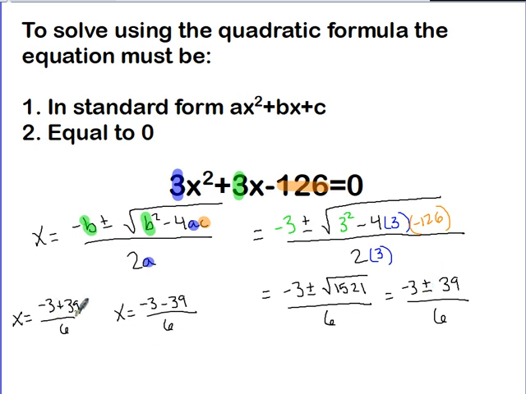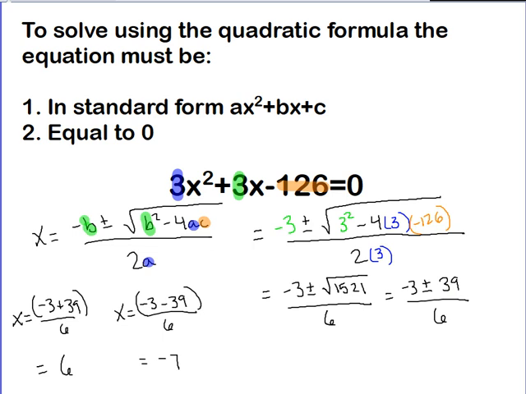At this point, when you use your calculator, put parentheses around the top of the fraction to make sure your calculator does the addition or subtraction before it does the division. And what you should get there as your two answers is x equals 6 and x equals negative 7.